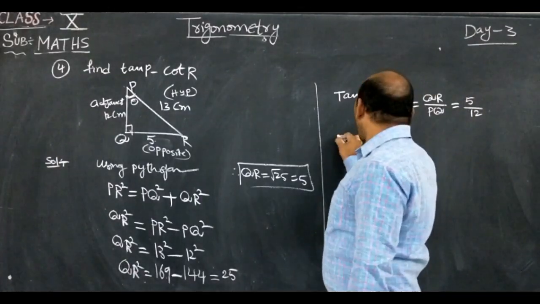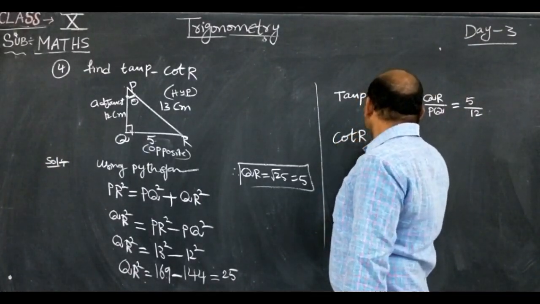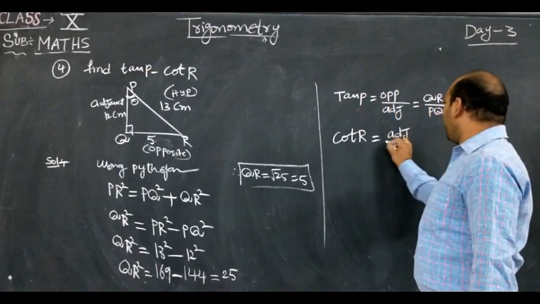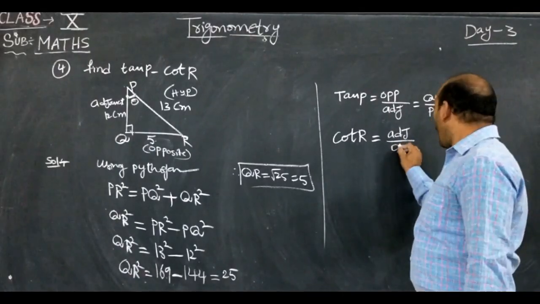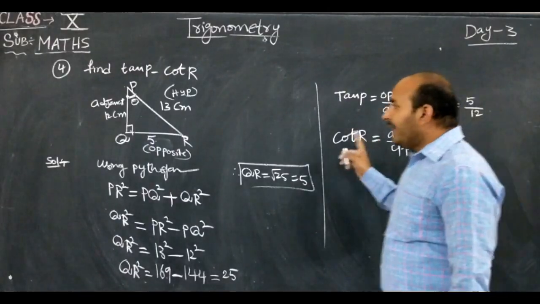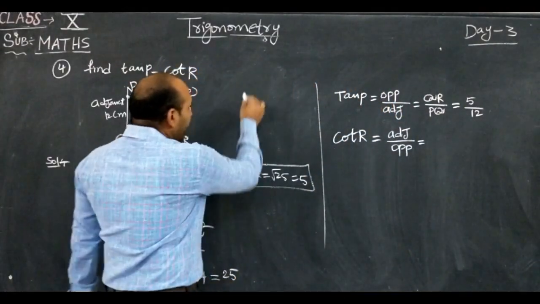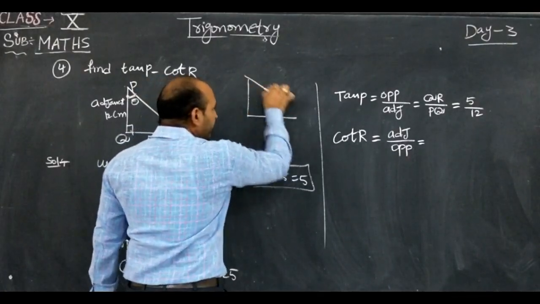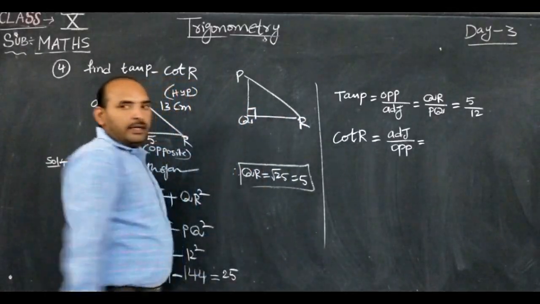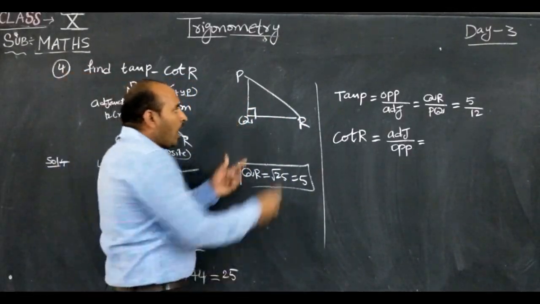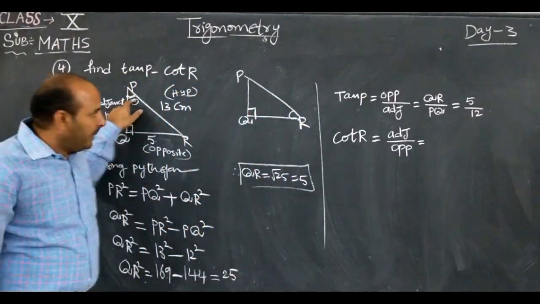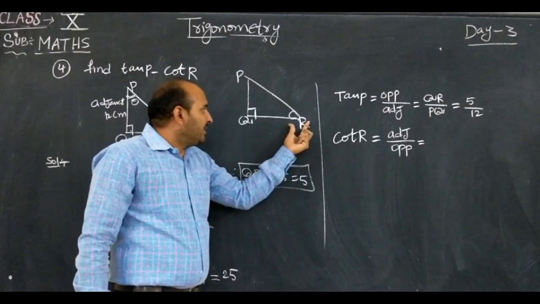Next, cot R. Cot R is the adjacent side divided by the opposite side, which is equal to. So now here the angle is at R. This is the triangle. This is P, this is Q, this is R. The angle here is exactly 90 degrees at Q. The angle is present at R. Here in tan P, the angle is present at P. Here the angle must be present at R.